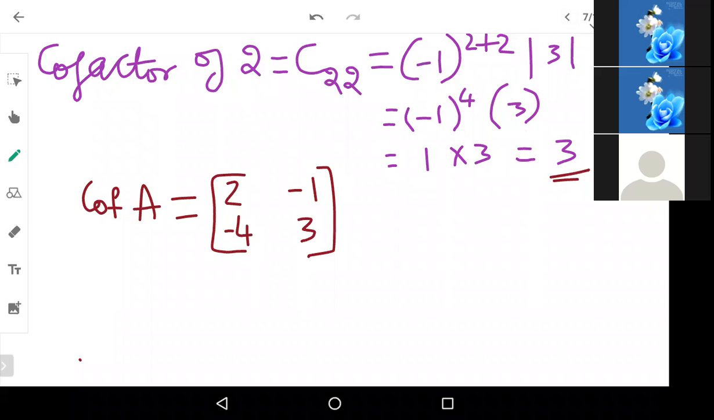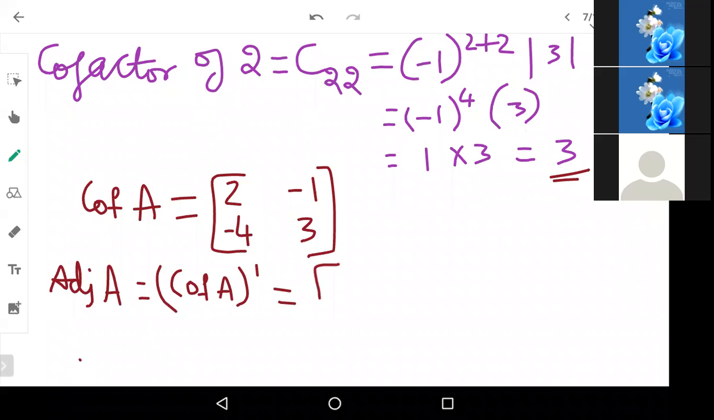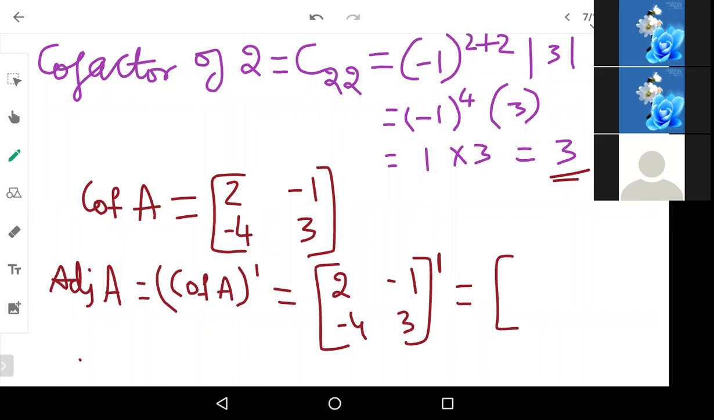Okay. Now, how do you find the adjoint? Adjoint of A is nothing but cofactor of A whole transpose. Right? So, we have to find the transpose of this. So, what will happen? The rows will change to columns. So, what do we get? Adjoint of A is 2 and minus 1 will become the first column, and minus 4 and 3 will become the next column.